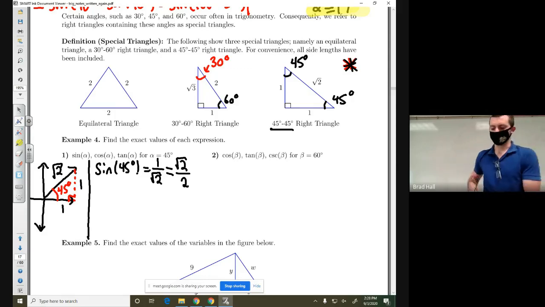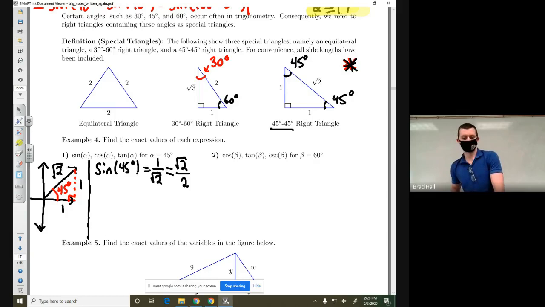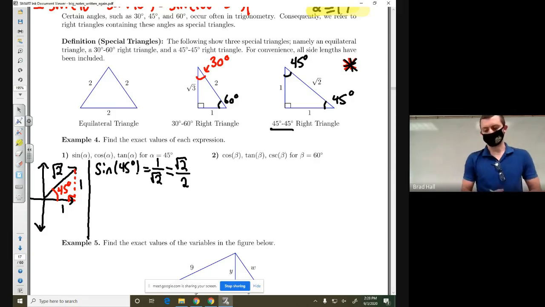And if you really want to learn how to rationalize a denominator, I'd recommend you just look it up. There's probably some really easy tutorial on it. And I can show you, that's fine, but.